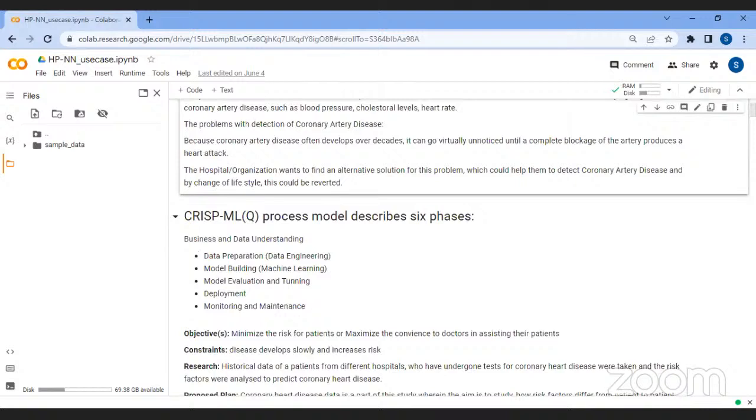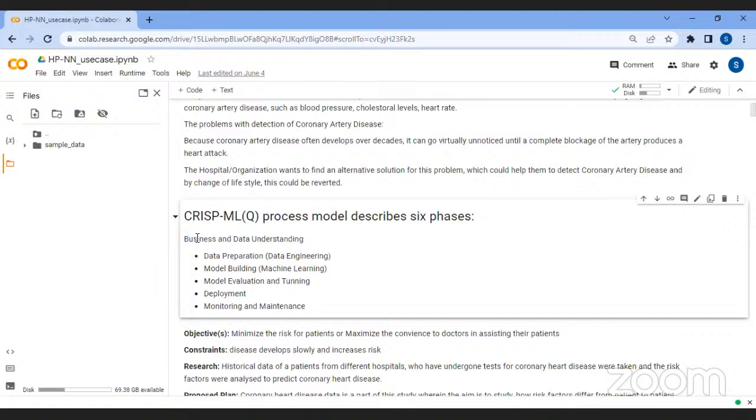So we have started with data preparation. We started with business understanding and data understanding, then we have done some data preparation. Then we have done model building using our machine learning model, neural networks, and we have done evaluation, deployment and monitoring.